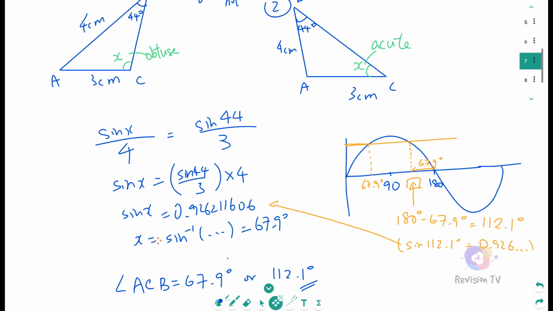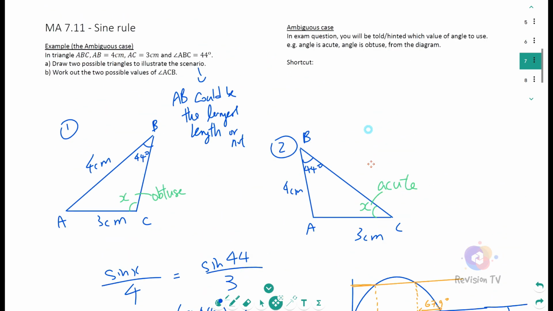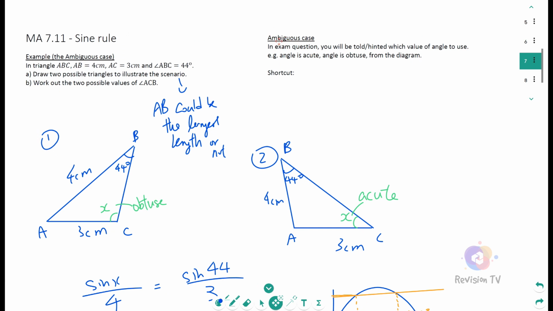Ambiguous case means when you work out the angle, you have to be careful whether you have to work out the obtuse or the acute angle. A bit of a keynote: in an exam question, you'll be told or hinted which value of angle to use. For example, they tell you the angle is acute or obtuse in the question, or from a diagram like this one, you can clearly tell this is obtuse, this is acute. So what's the shortcut? The shortcut is you do 180 degrees minus the acute angle.